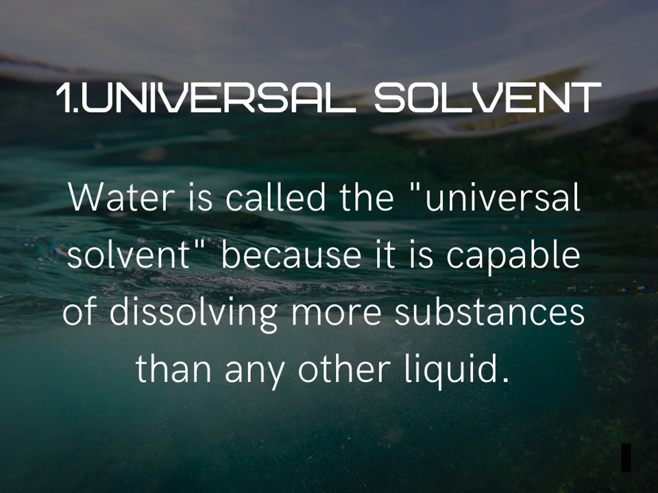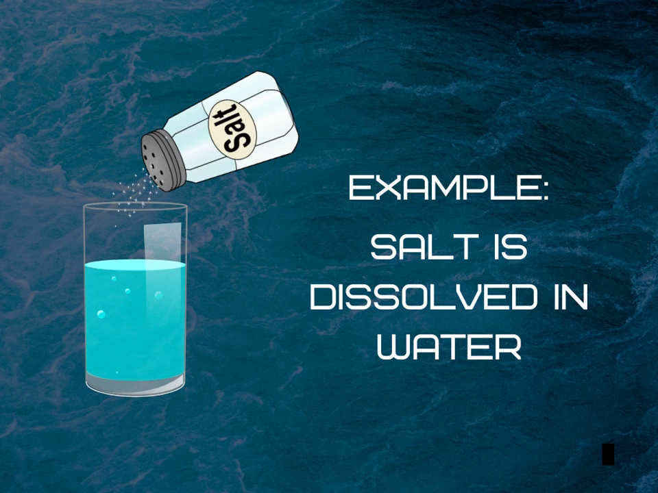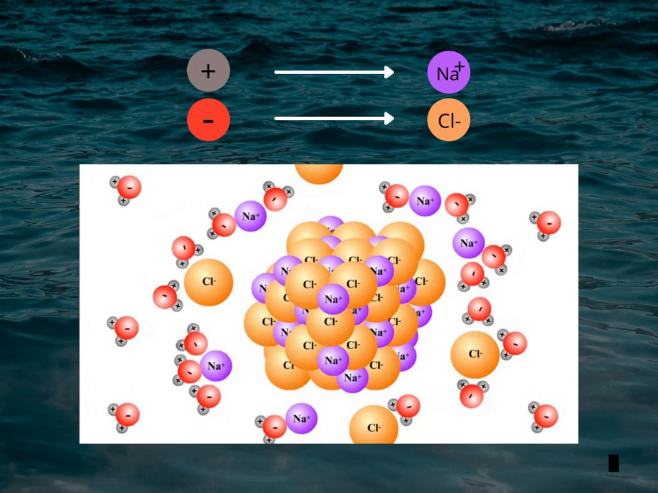Water is often called the universal solvent, which means many substances dissolve in it. Water's solvency has to do with the polarity and hydrogen bonding ability of water molecules. For example, when a salt such as sodium chloride is placed in water, the negative ends of the water molecules are attracted to the positively charged sodium ions, and the positive ends of the water molecules are attracted to the negatively charged chloride ions. This attraction causes the sodium and chloride ions to break up and associate with water.